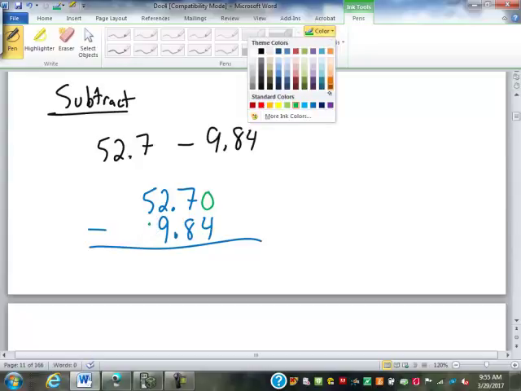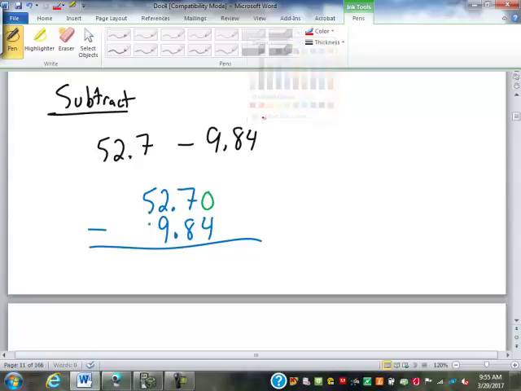Now it's just like subtracting whole numbers. We're going to ignore the decimal basically as far as our calculation is concerned. 0 minus 4 can't be done, so I'm going to borrow. This will become a 6, and this will be 10. 10 minus 4 is 6. 6 minus 8 can't be done, so I need to borrow again. This will be a 1. This becomes 16. The decimal point does not affect our borrowing at all. 16 minus 8 is 8.